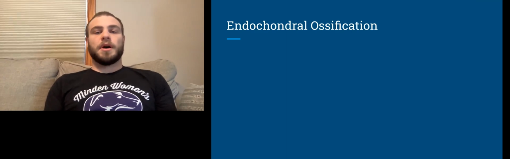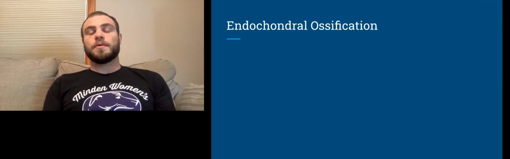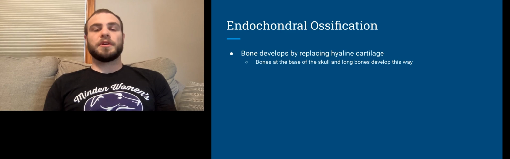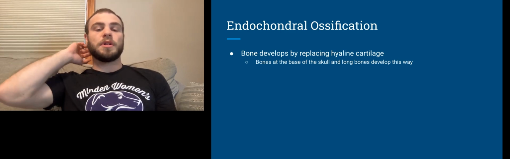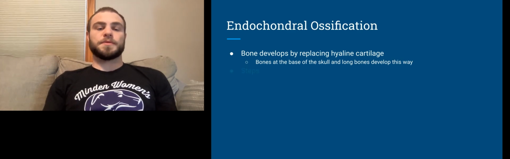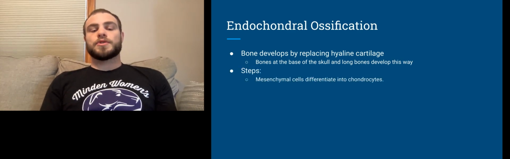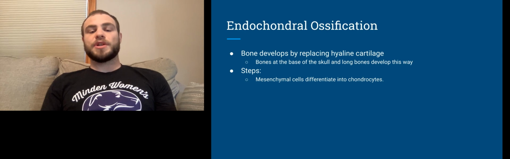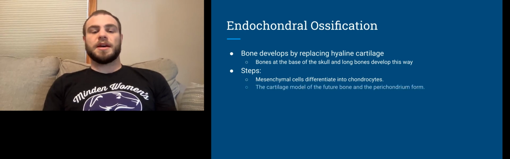The other way that bone tissue develops is through endochondral ossification. This is where bone is actually going to be replacing hyaline cartilage. So it's not actually coming from those mesenchymal cells, but it's going to be replacing that hyaline cartilage. So these are going to be responsible for forming the bones at the base of your skull, as well as your long bones. So you start off by having mesenchymal cells differentiate into chondrocytes.